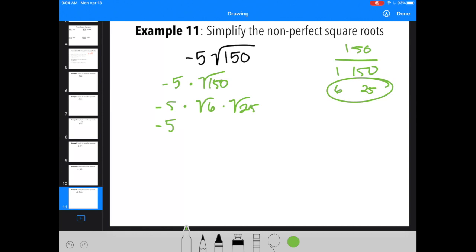I'm just going to drop my negative 5. Square root 6 does not simplify, so I'm going to drop that square root 6. And then square root of 25 does simplify down to 5. Now I combine those whole numbers. So I'll take negative 5 multiplied by 5 to give me negative 25. And I just drop my square root 6. So the negative sign does not change the number. You just tack that on at the beginning.